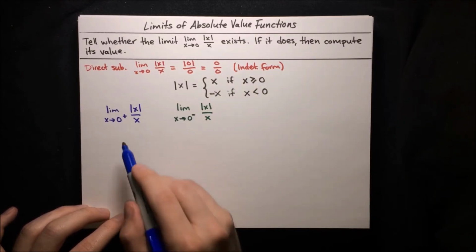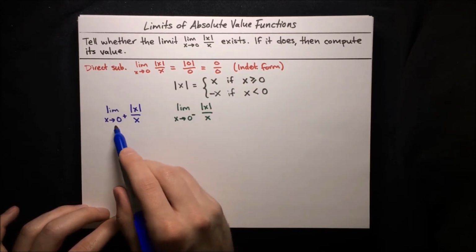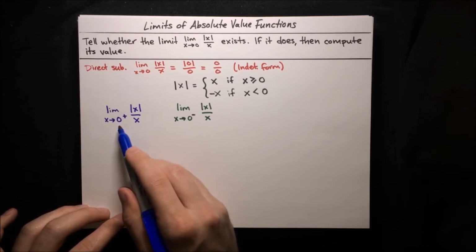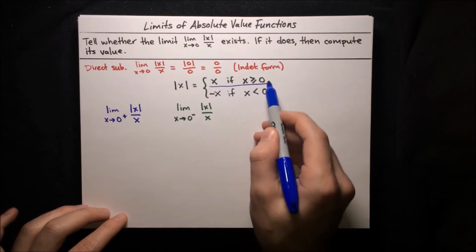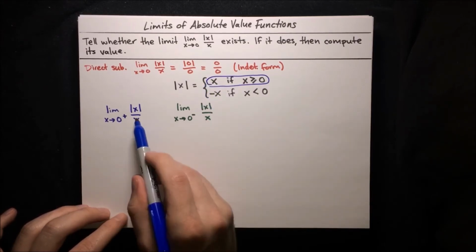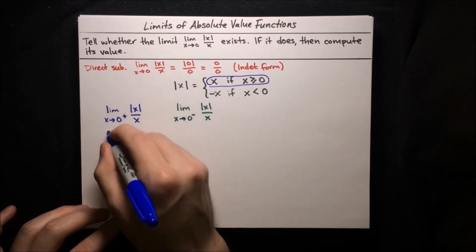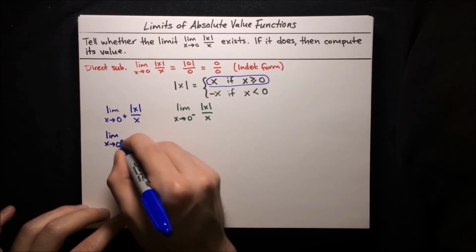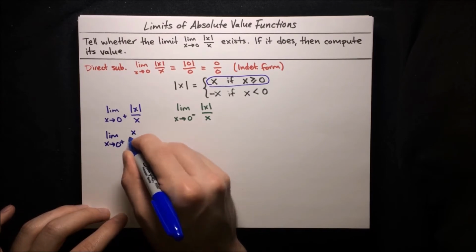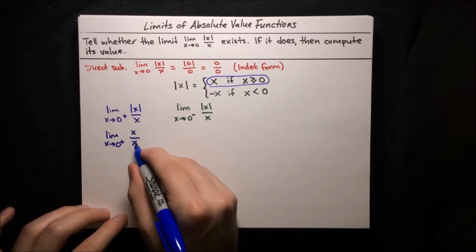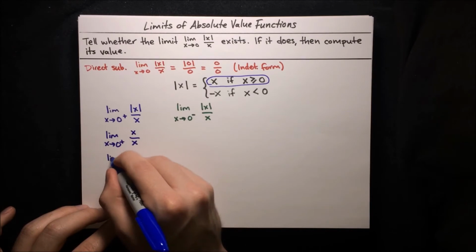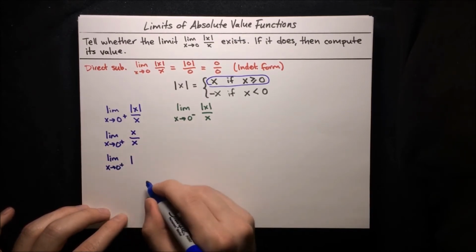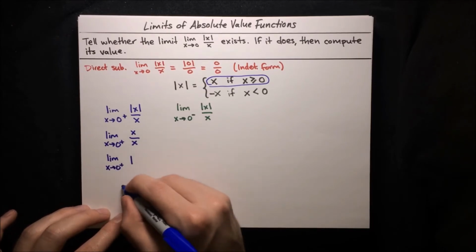Let's think about that positive side first. If x is approaching 0 from the positive side, then x is greater than 0, which means we are on this branch right here. So absolute value of x in this case is just equal to x, and we can stick that in. Limit as x approaches 0 from the positive side of x over x. And x over x simplifies to just 1. So the limit as x approaches 0 from the positive side of 1 is of course just 1.